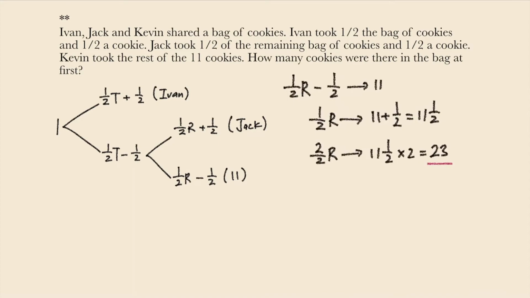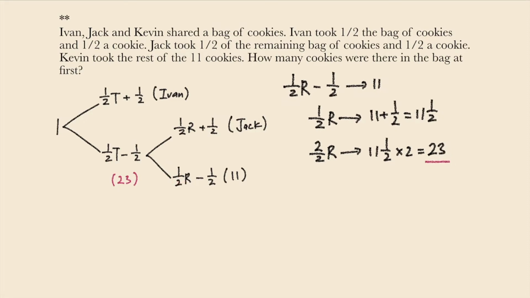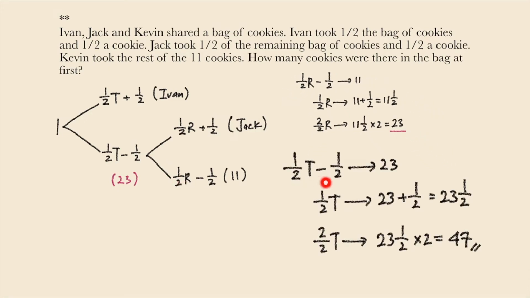Okay, let's form an equation with that. Half R minus half is therefore 11 cookies. Bring that half over, it's positive half. This is half R. What's R then? Times 2. And that's 23 actual cookies. Okay, that means this here is 23 actual cookies. Finding out the sum of these two branches, 23. From here, a new equation can be formed. So that will be half T minus half equals 23. Bring that half over, 23 and a half. How many cookies in the bag at first? It's actually going to be 47 cookies.